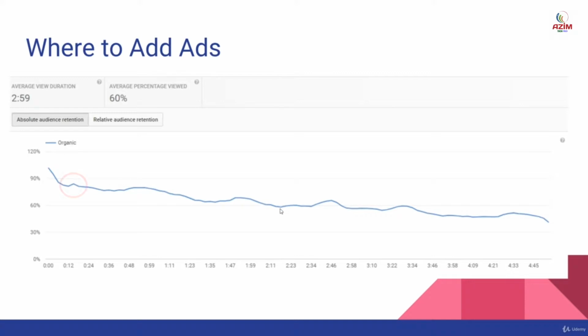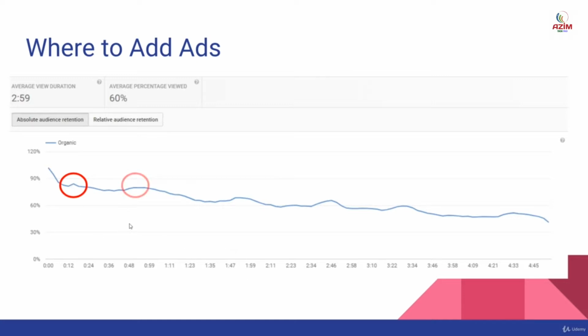So for this example video, the first ad we're going to want to add is on this little bump right here. I generally like to add an advertisement about 10 to 20 seconds into the video, regardless, because some audience retention graphs will go directly down, and that's generally not a good video. But when it has a spike here, you're going to want to add an advertisement right on that. Otherwise, I would add an advertisement about 10 to 20 seconds in regardless.